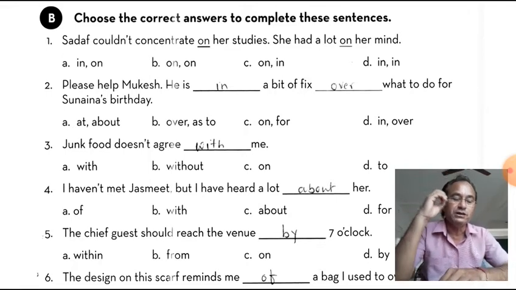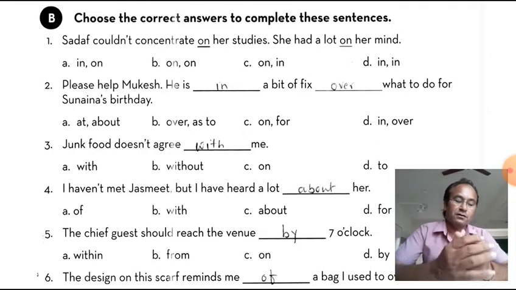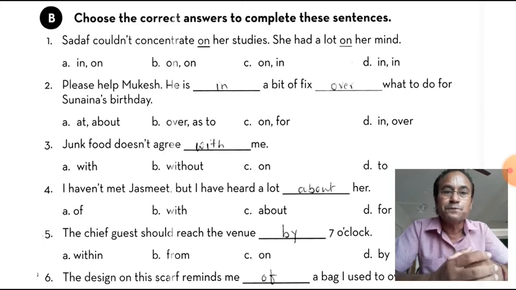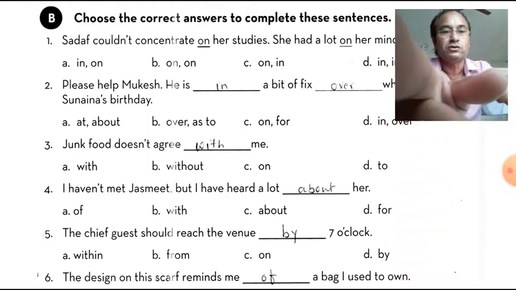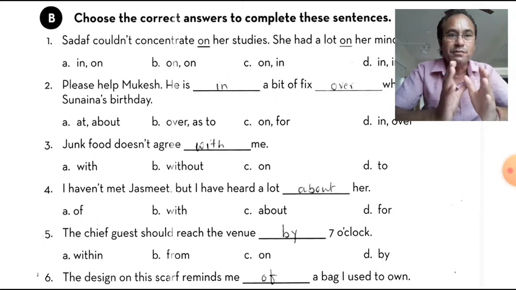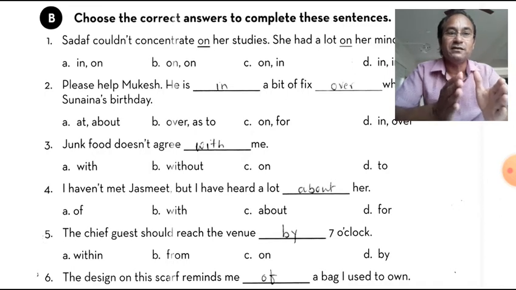So with means by which something is done, that is, the manner in which something is done, or to indicate that someone is in the company of someone else. But here, junk food doesn't agree with me, because the options given are to, without, on, with. So in comparison of these, मेरे साथ a company, मेरे साथ मैच नहीं करते, एग्री नहीं होता.